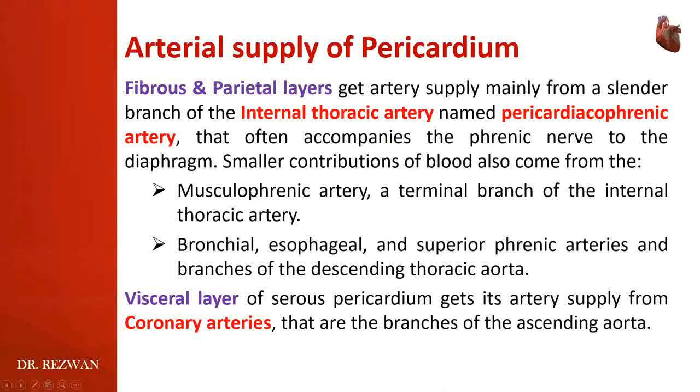Now let's talk about the arterial supply of the pericardium. The fibrous and the parietal layer get their arterial supply mainly from a slender branch of the internal thoracic artery named the pericardiophrenic artery. Actually, the pericardiophrenic artery is giving the main arterial supply to the fibrous and the parietal layer, and this artery is often accompanied by the phrenic nerve to the diaphragm.